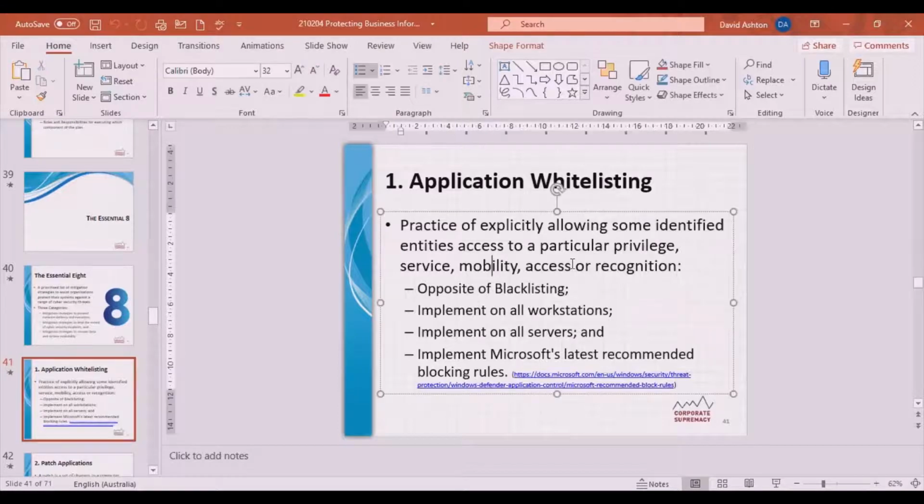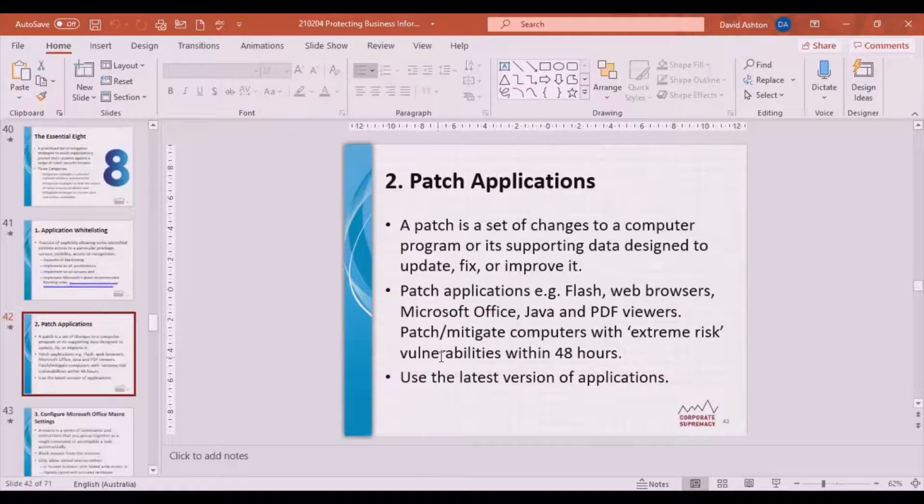So you need to identify who in your organisation and who outside your organisation can have access to what. Not everyone in your business needs to have access to everything about your business. So patch applications, which are changes to your computer program or supporting data designed to update, fix or improve it. Make sure that you use the latest version of these applications.